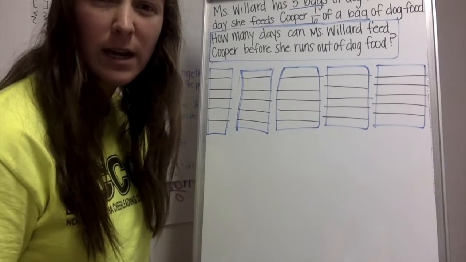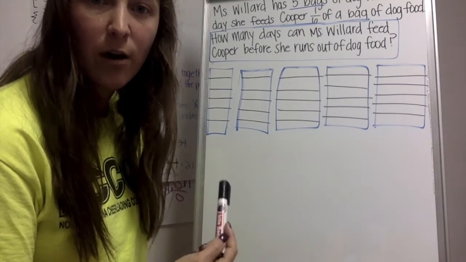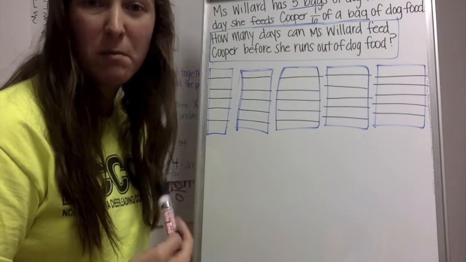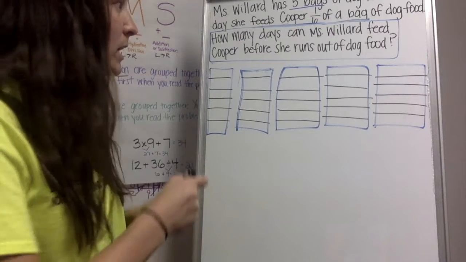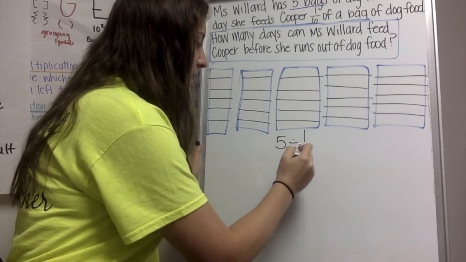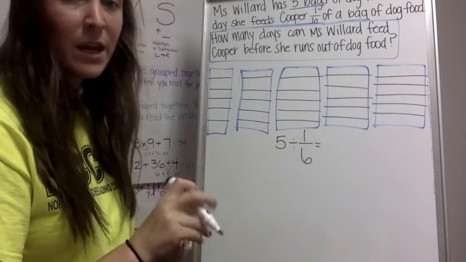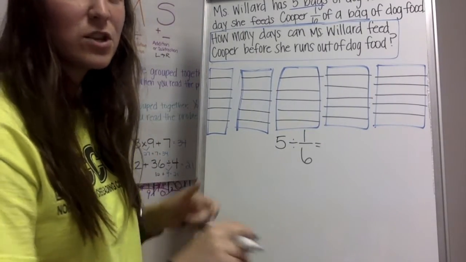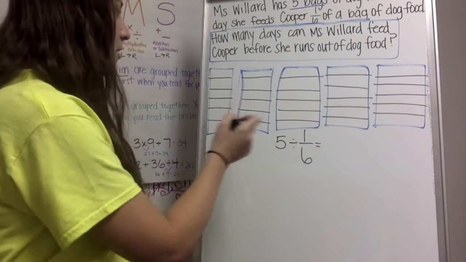So what am I going to have to do in order to figure out how many days she can go off of these 5 bags of dog food? What might the equation look like just by what I've drawn here? So I took my 5 bags and I divided them into 1/6. So if you were thinking division, that's correct. Now, in order to find my answer, I have to count each individual slice that I created.